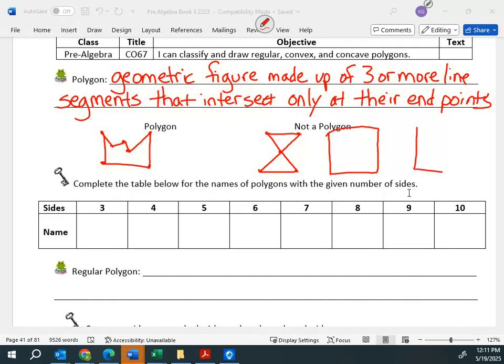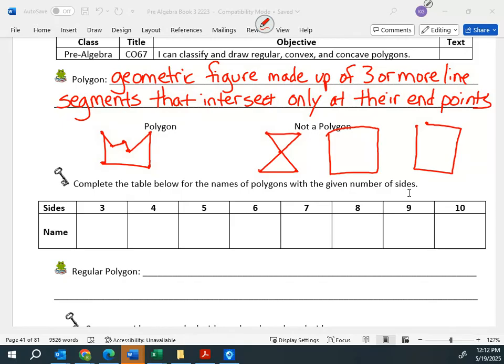What about this? They're not intersecting anywhere other than their endpoints. There's no curves. Why is that not a polygon? Eleanor? It's not all closed up. So we've got two endpoints that are open. So not a polygon.